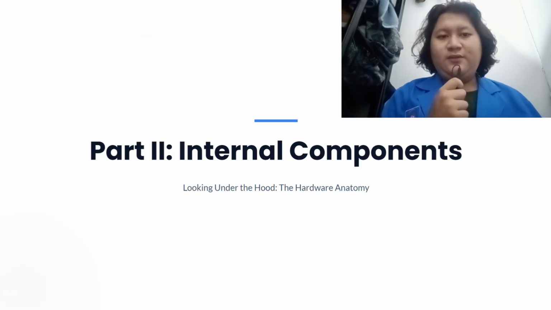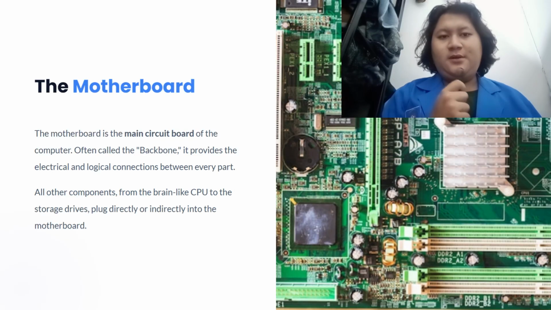Now, we move to the second part, which is about internal components. In this part, we will look inside the computer and learn about the hardware components that support the system. These components work together like organs in a body, so the computer can operate properly. The motherboard is the main circuit board of the computer. It is often called the backbone of the computer because it connects all components together.